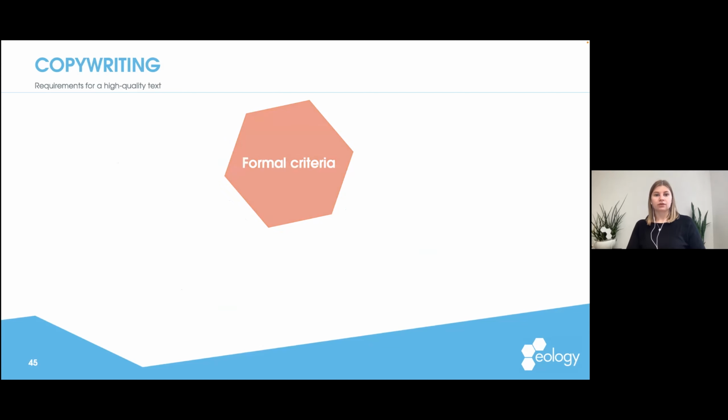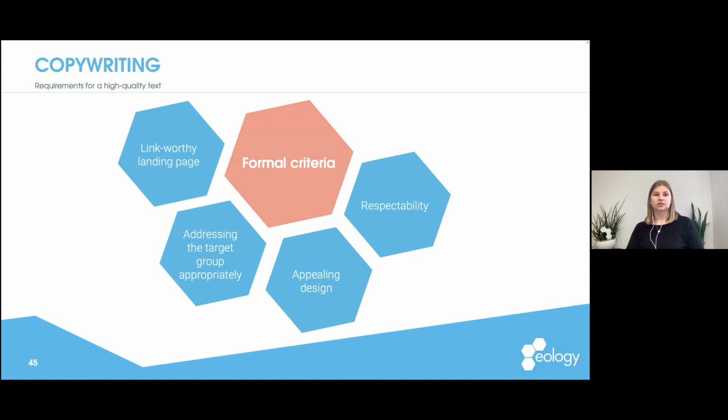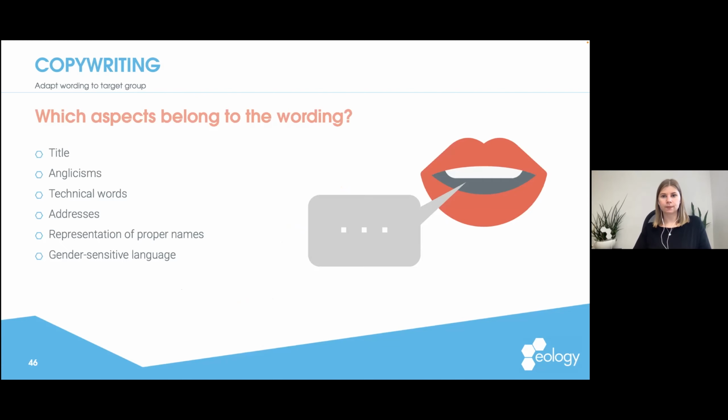There's also the formal criteria, of course. It has to be a link-worthy landing page. It should be ad-free and attractively designed. The addressing of the target group has to be done appropriately, so always adapt the wording to your target group. You need to have an appealing design, so pay attention to a professional design in the layout for your landing page and for your content. And for seriousness and respectability, indicate sources and your cooperation partners. So everybody sees at first hand that experts were working on this content. So it's high quality content.